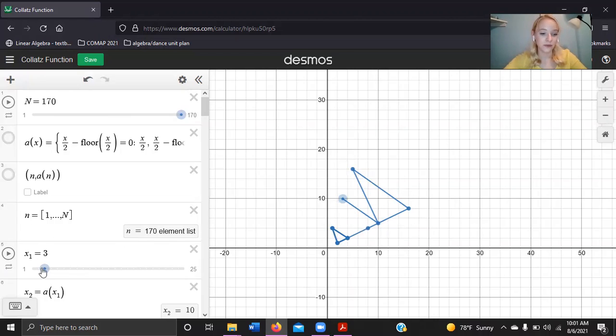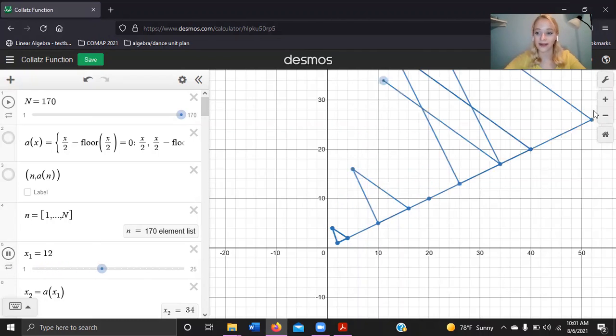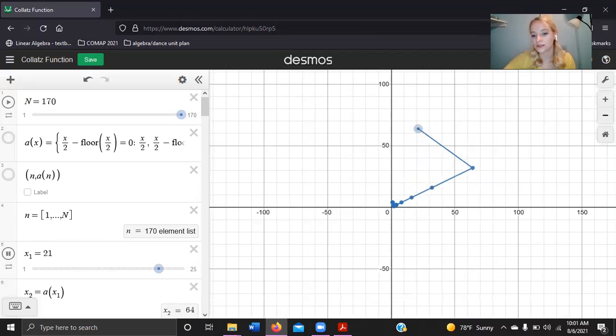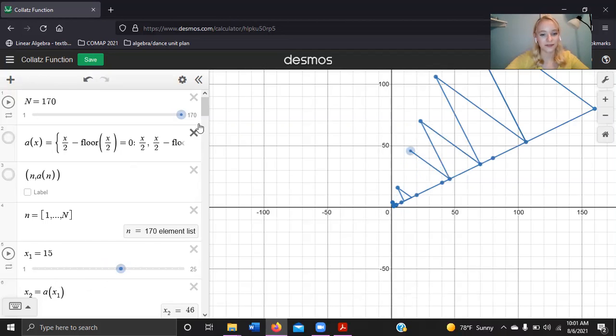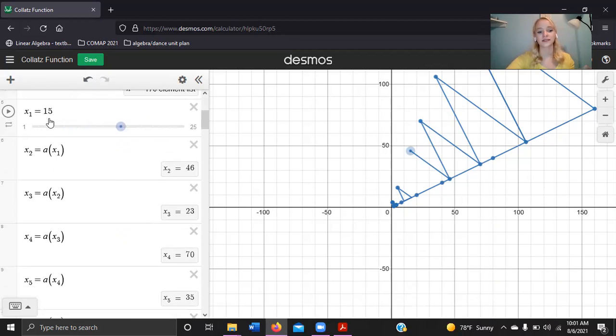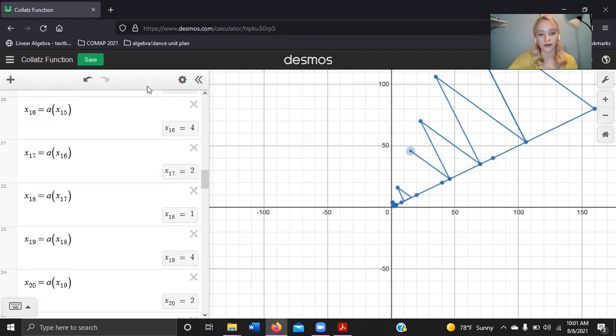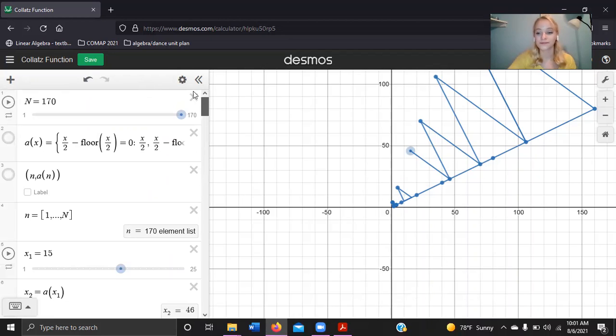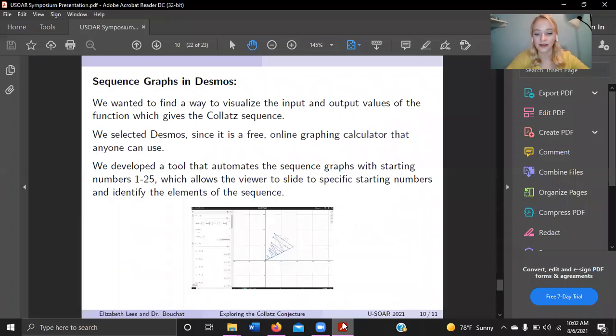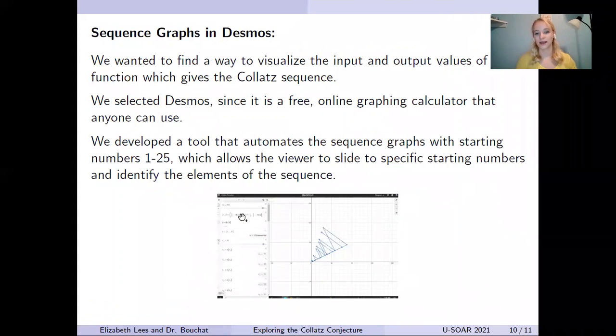Something we can do with this is play it and watch the different graphs pop up for 1 to 25. We can also stop and pause it. I'm going to slide it over to one that has some different numbers here. And then I can come down here and look, okay, when we start at 15, this will tell me what my different sequence points are. So 15, then we have 46, 23, 70, 35, and we'll continue all the way down until we get to 1. And we can look and see in here what those different points are. So it's a pretty cool tool, and I would like to keep working on expanding it to see if we can get more numbers in there and see if there's a way to make it smoother. But that's definitely a work in progress.